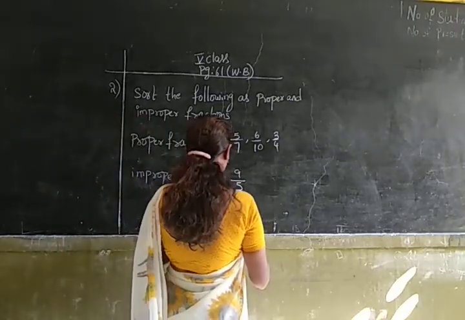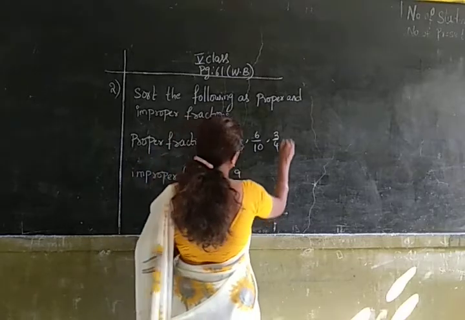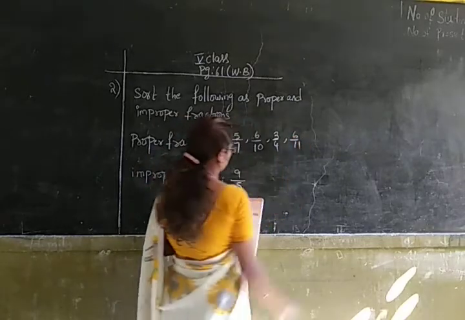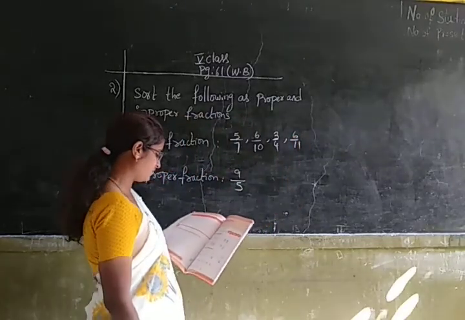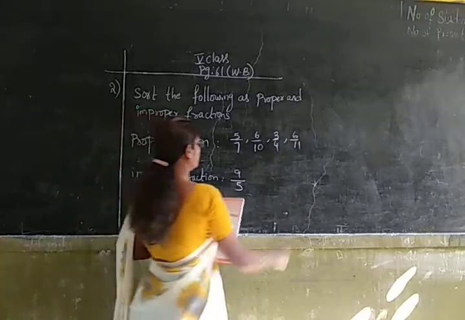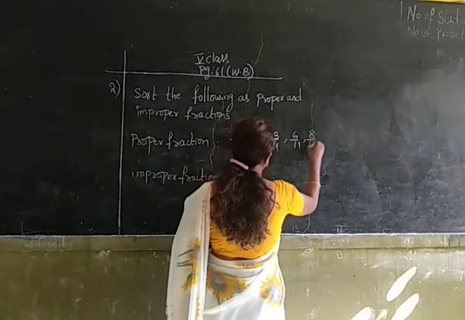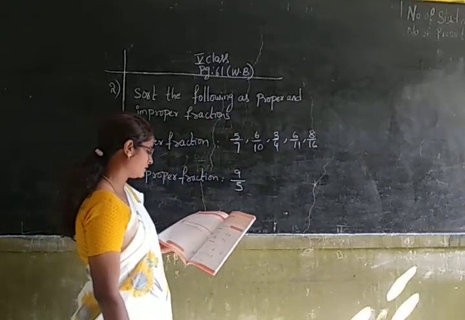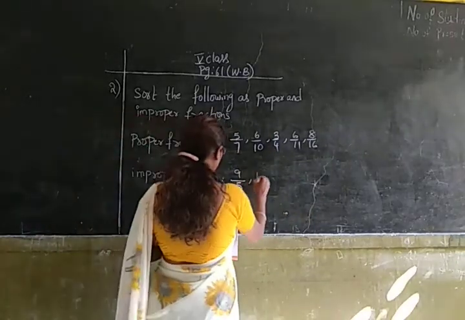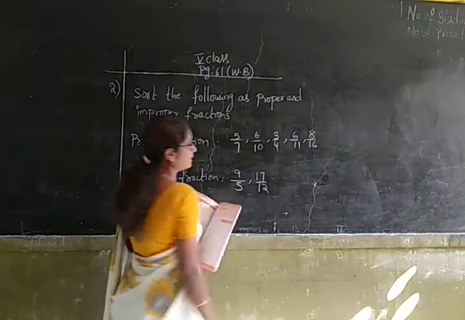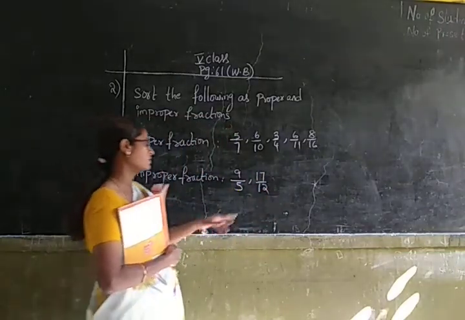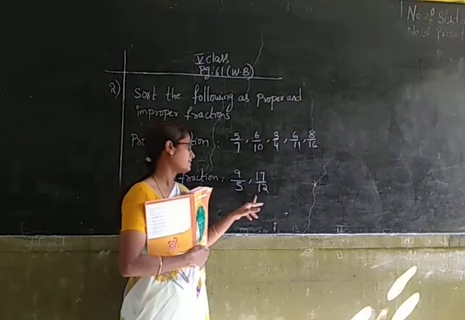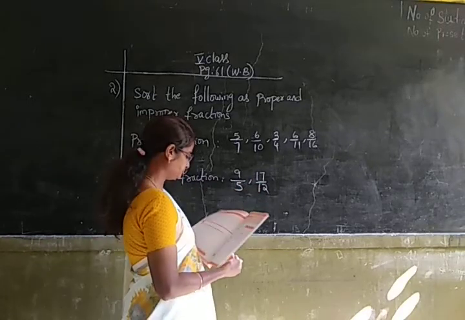The next fraction is 6 by 11. 6 by 11 is a proper fraction. Okay children. The next fraction is 8 by 16. 8 by 16 is a proper fraction because the numerator is less than the denominator. The next one is 17 by 12. 17 by 12 is an improper fraction because the numerator is greater than the denominator.